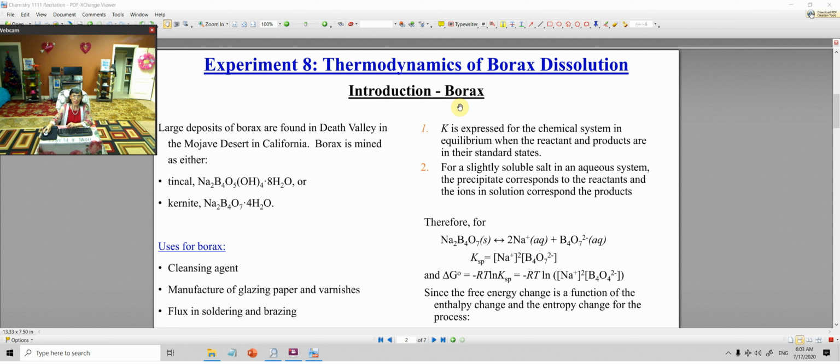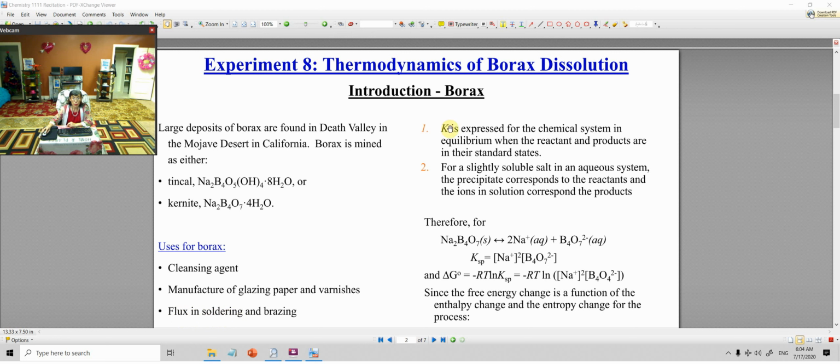And then in this case, let's take a look at your borax. The borax is a large deposition. The large deposition of this borax, usually in the United States, is found in Death Valley and the Mojave Desert in California. The borax is mined as either tincal or kernite. Tincal is sodium borax octahydrate. If you have kernite, you have 4 hydrates, but they have slightly different forms. In our case, we are going to study the first one. The use of this borax can be very diversified. You can use it as a cleansing agent, in the manufacturing of glazing paper, and as a flux in soldering and brazing.